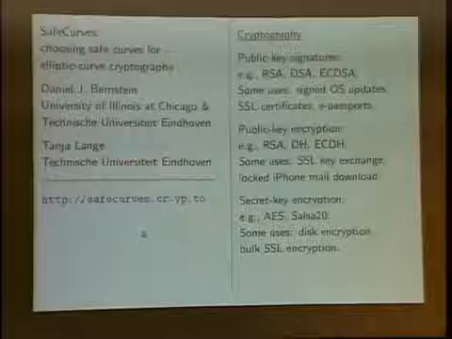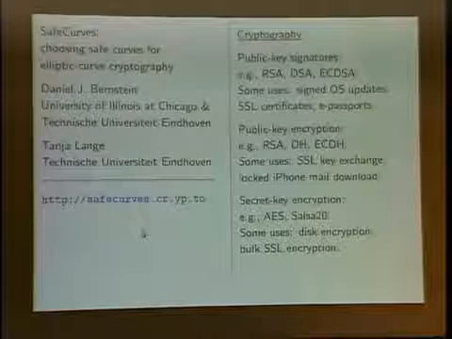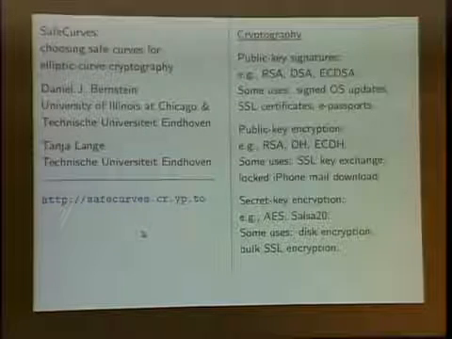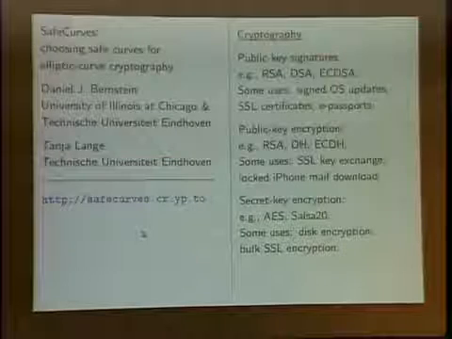For the smaller system, Bernstein and Tanja Lange talking about SafeCurves, their new mechanism for choosing safe elliptic curve cryptographic curves. Thank you very much.